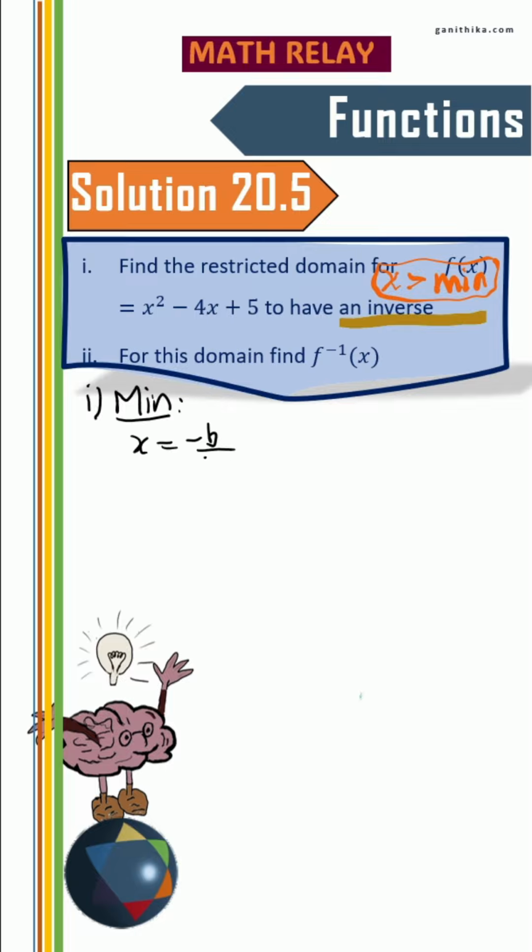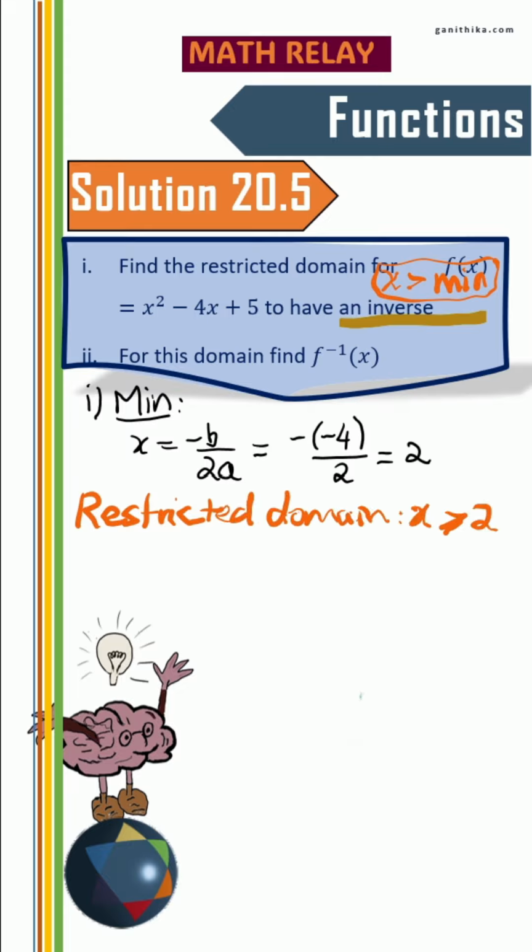So we have to find the minimum value first, which is given by the formula negative b over 2a. So x is equal to 2 is the x coordinate of the minimum value. So the restricted domain will be all x values greater than or equal to 2. That is the restricted domain for question number 1. We can go to question number 2.